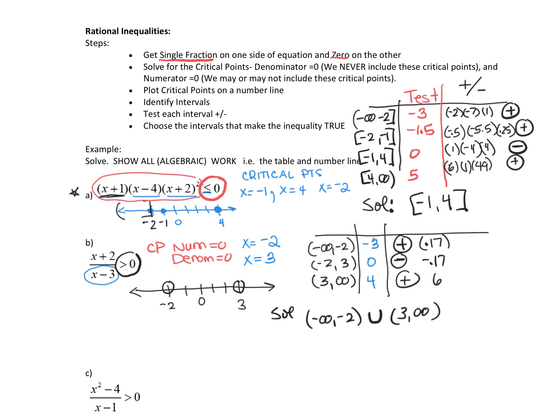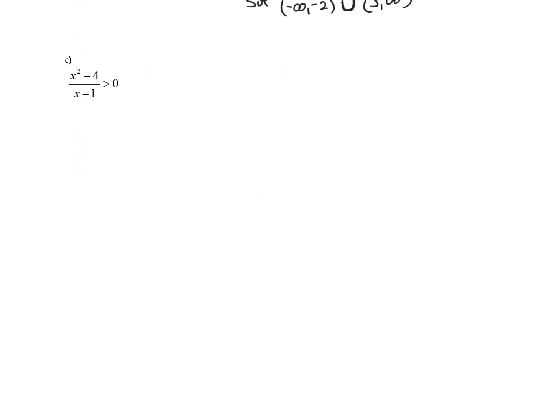Okay, we have one more example here. Not much different. Why don't you pause your video and make sure that you can do this? So the steps are: find your critical points, put them on a number line, identify your intervals, test your intervals, and then choose the correct answer. Pause your video and I will write the solution.